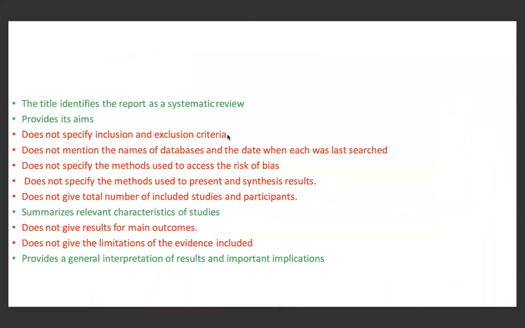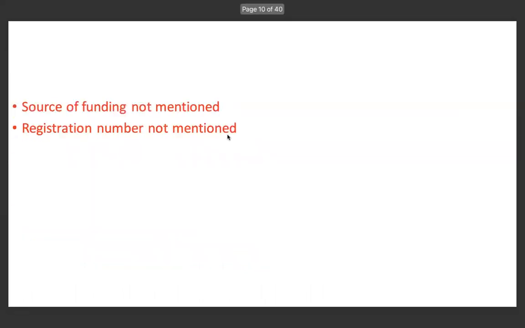The title identifies the report as a systematic review. It provides its aim, does not specify inclusion-exclusion criteria, does not mention the names of databases and the date when each was last searched, does not specify the methods used to assess the risk of bias, does not specify the method used to present and synthesize results, does not give the total number of included studies and participants, summarizes relevant characteristics of studies, does not give results for main outcomes, does not give the limitations of evidence included, provides a general interpretation of results and important applications.